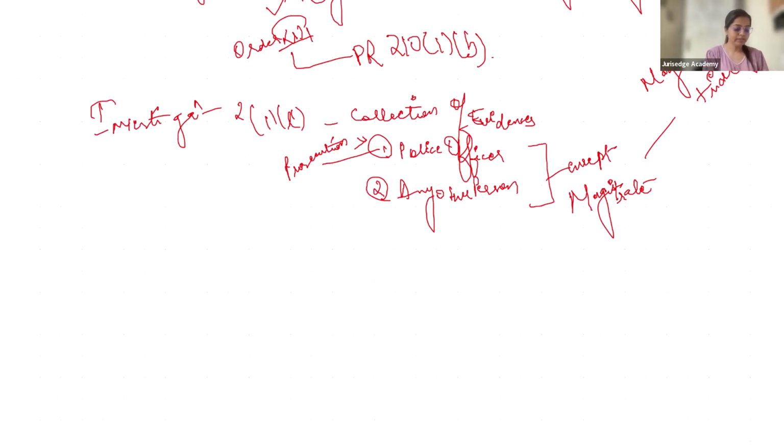Clear till here? Any doubts? Go ahead. Ma'am, which was the section 2(1)(l)? 2(1)(l) of the new law. Okay. Anybody who's authorized by the magistrate can do the investigation, but not the magistrate.